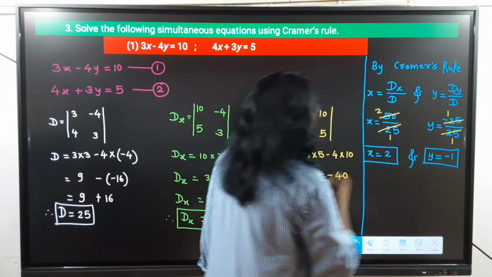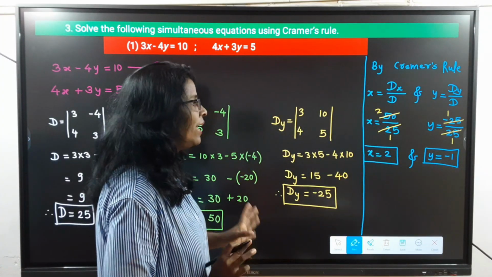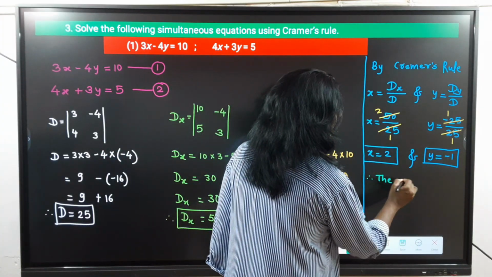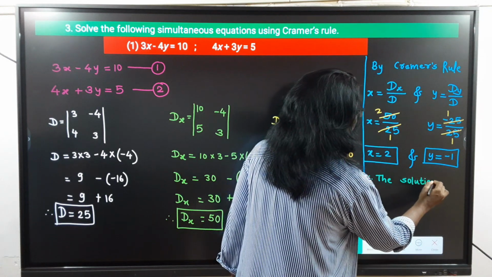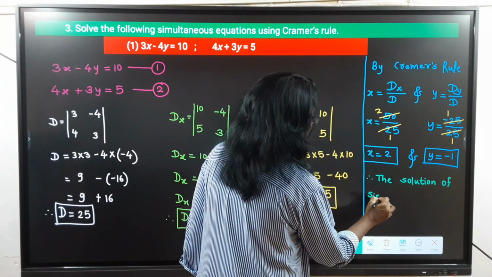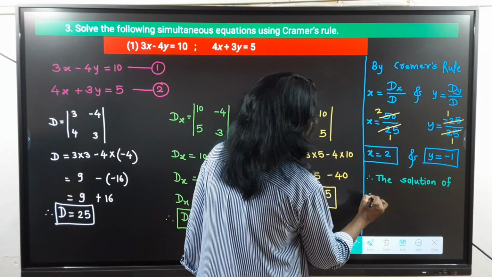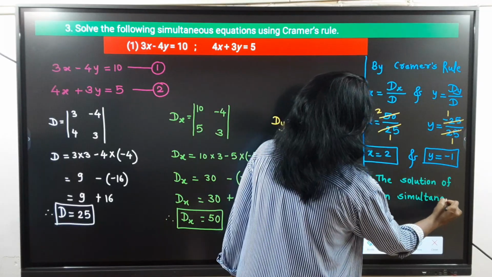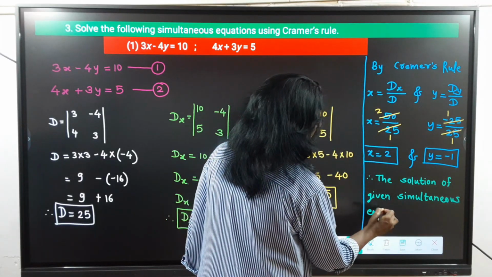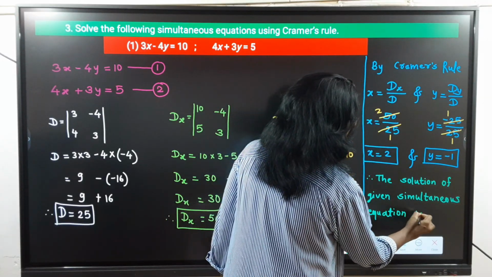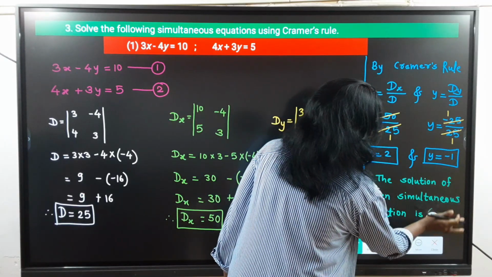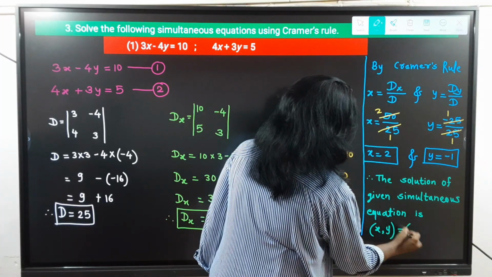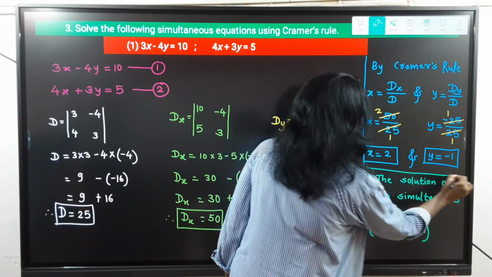So that's why here finally we have the value of x and y. So write down the solution. Therefore the solution of simultaneous equation is (x, y). Here I write down below that (x, y) is equal to (2, minus 1).